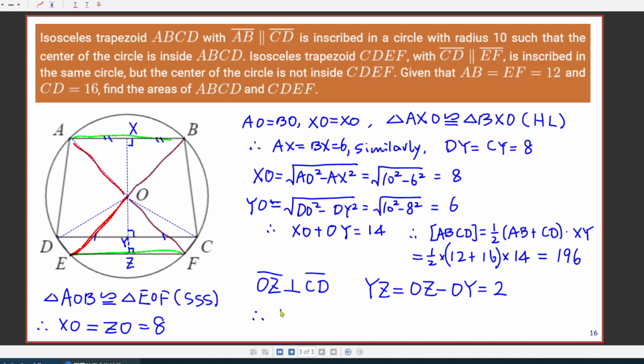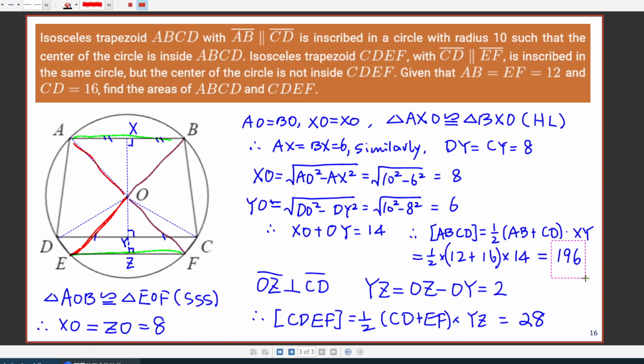And therefore we know the area of CDEF can be calculated by 1/2 of the sum of the two bases times the altitude YZ, and that is 28, right? Okay. Have a look at the solution here. Any questions?